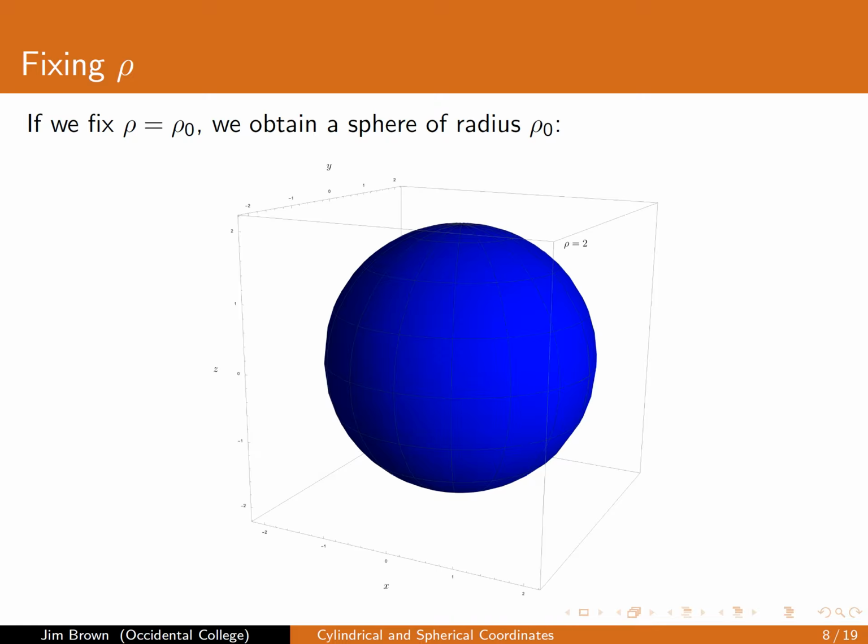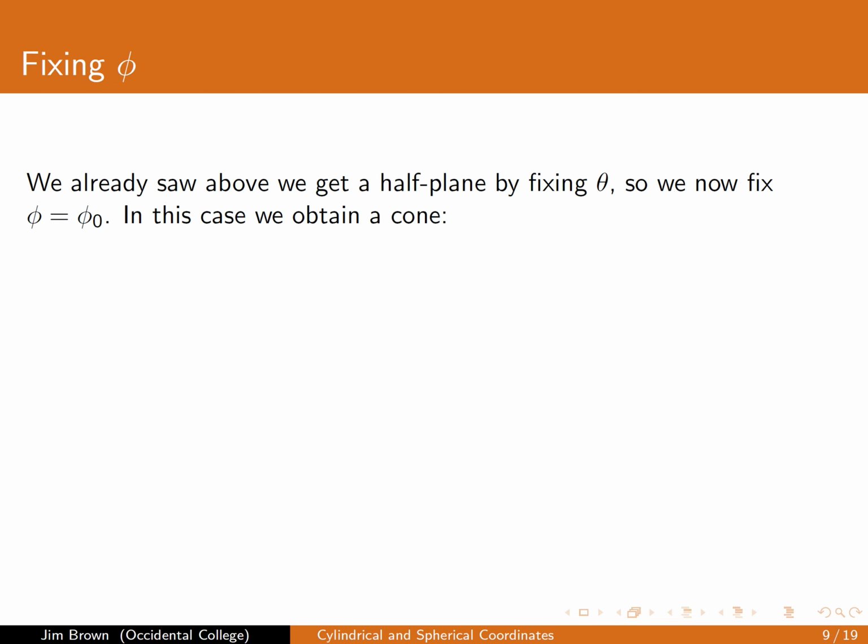So here we can see this is a sphere centered at the origin, and the rho here is 2, so it has a radius of 2 in every direction. As you might expect, since we call them spherical coordinates, spheres are particularly easy to work with in spherical coordinates, while they're particularly a pain to work with in rectangular coordinates. We already saw that if we fix theta, we get a half plane.